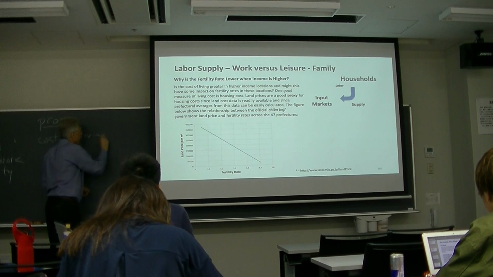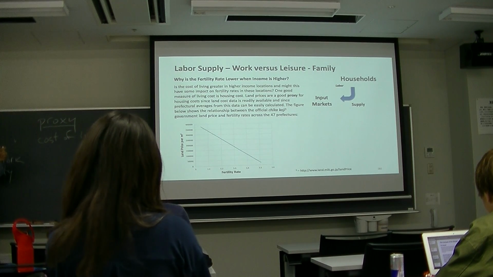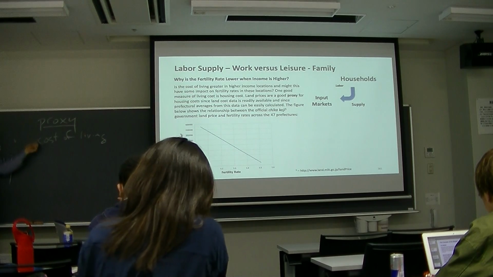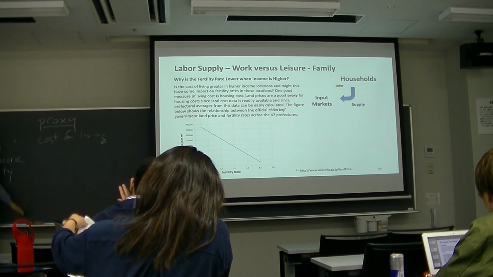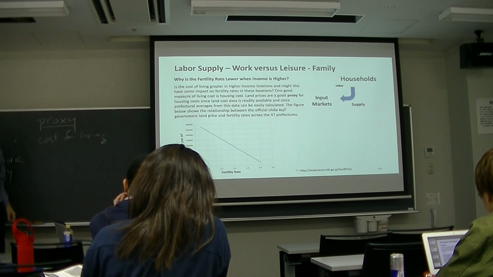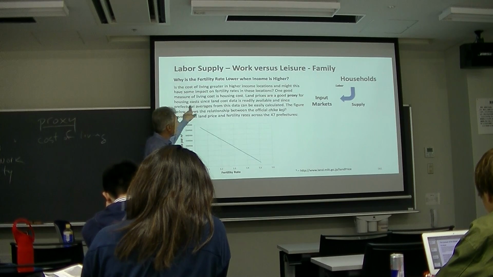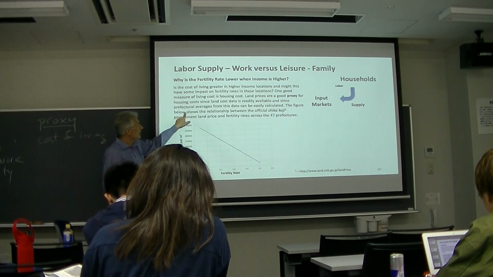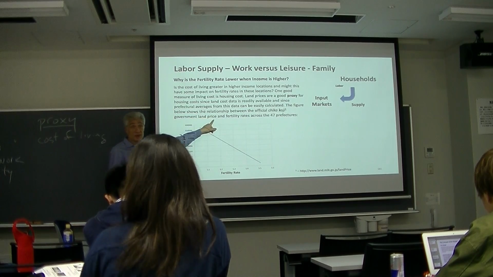It's a simple variable that's easy to get. A proxy is a simple variable, easy to get, that can tell us a lot about something else that may be harder to get information on. We call it a proxy. So land prices are a good proxy for housing costs, since land cost data is readily available, and since prefectural averages from this data can be easily calculated. That's very easy to get.